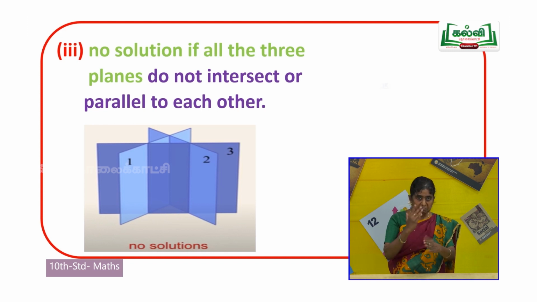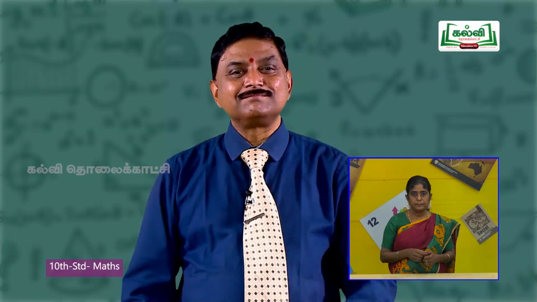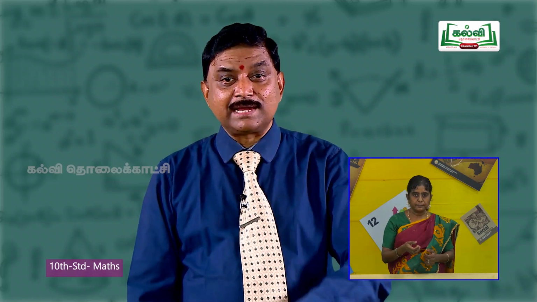Therefore, there is no point of intersection, so this system of three linear equations should not have a solution. So the system has no solution. And let's see some other diagrams also.